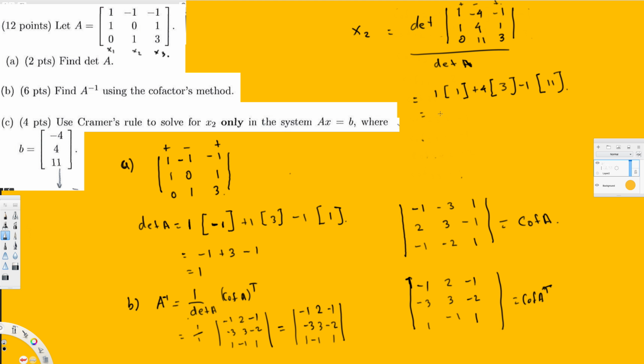Therefore, the bottom part we can put 1, because determinant A we found already is 1. And in the top we are going to have 1 plus 12 minus 11, over 1. If you solve this, 12 minus 11 is 1, and 1 plus 1 is 2. Therefore, x2 is equal to 2, which is the final answer for that question. And that's how it's done.